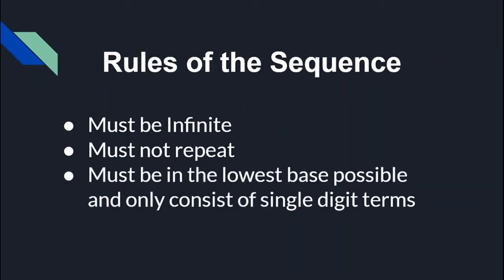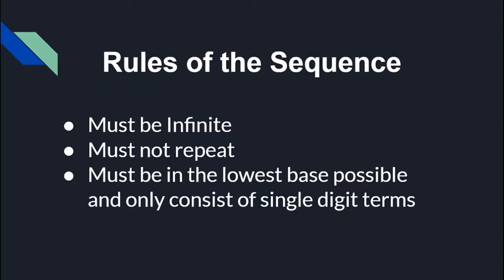Must be in the lowest base possible and only be single digits. So base 2 is actually impossible because of the next rule. So base 3 is what the sequence is in. It's not really base 3, but it is. It's 1 2 3. There's 3 of them. It's just not the traditional base 3 where you have 0 1 2, but I just thought 1 2 3 looked a little better.